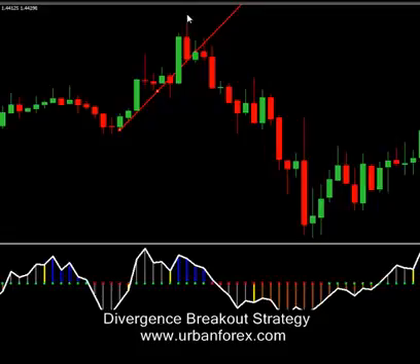Again, it's mostly price action. You're just using the CCI just to see divergence. We're not following up or down through the CCI, nothing like that.